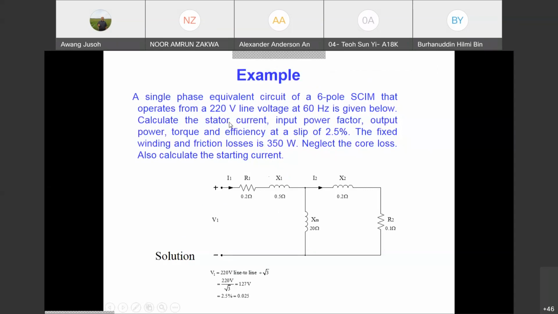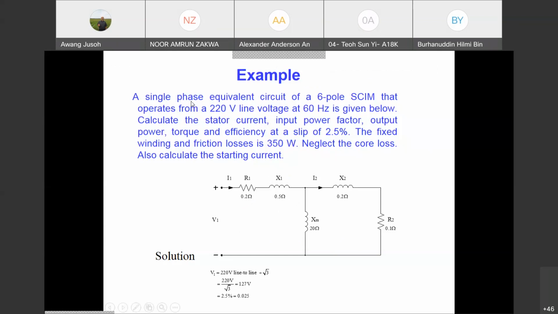Alright, so this example, the next example. We have this circuit now. This basically is an IEEE circuit, with data given, with all the parameters given there. We just read this example, the sentence.